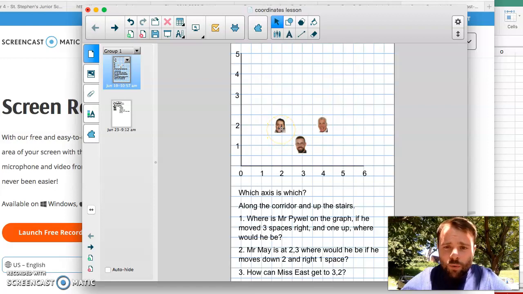Now there is one more way that we can do it quite easily. So I'm going to put her back up there at 6, 5. Okay, she could go left 4 spaces. Here we go. 1, 2, 3, 4. And down 3 spaces. Here we go. 1, 2, 3. Okay, I hope that makes sense and gets you ready for your lesson today.